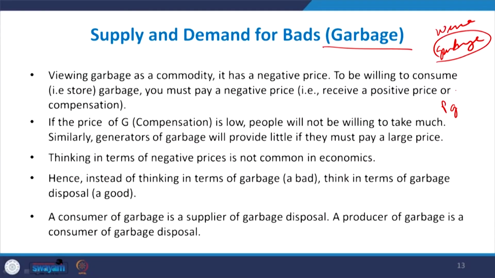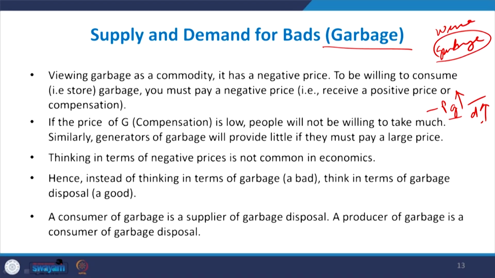If the price of garbage is low, people will not be willing to take much. So, it clearly indicates that the higher the price of G, the more will be the demand for G. Who is making the demand for G? Waste disposal companies. So, a waste disposal company will like to demand more garbage when the market price of garbage is very high, because the market price of garbage is negative.